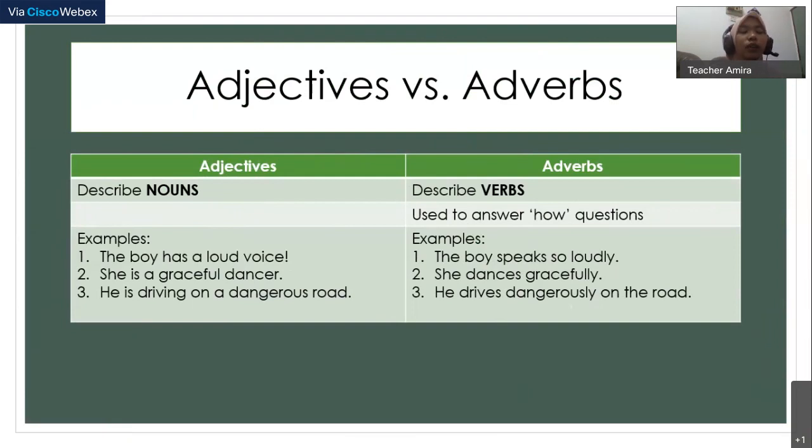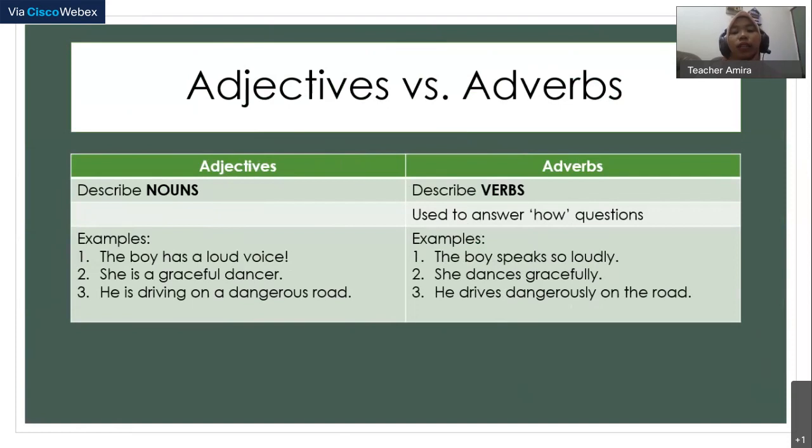Okay, so the first one is, the boy has a loud voice. The boy has a loud voice. So what we're describing here is the voice. So the voice is the noun. Therefore, we should use an adjective, which is loud. All right, understand? Okay, and then, on the other hand, the boy speaks so loudly.